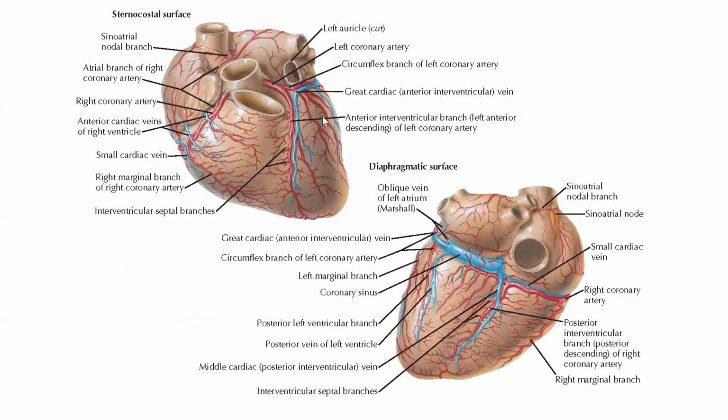Here you can again see the anterior interventricular sulcus, in which the LAD runs along with the great cardiac vein. This is the posterior aspect of the heart where the posterior interventricular sulcus is seen, in which the posterior interventricular artery runs along with the middle cardiac vein. This is the posterior ventricular vein draining into the coronary sinus, and this is the oblique vein. Here you can see the small cardiac vein.